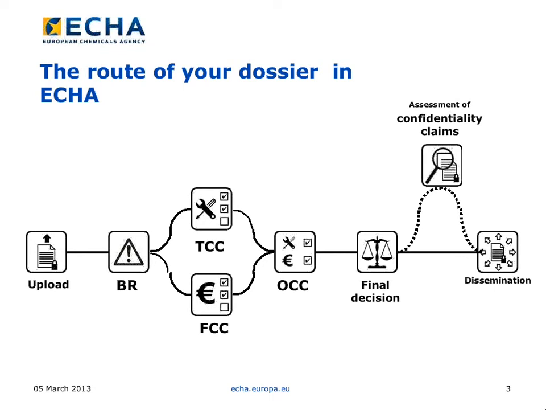On this slide, you can see the route of your dossier after you have uploaded it in ReachIT. Straight after submission, the dossier goes through automatic initial checks. Then comes the business rules step. The next important thing for you is to pass technical and financial completeness check, which these two will lead you to an overall completeness of your dossier. If you pass all the steps mentioned before, ECHA will send you a final decision on your registration.